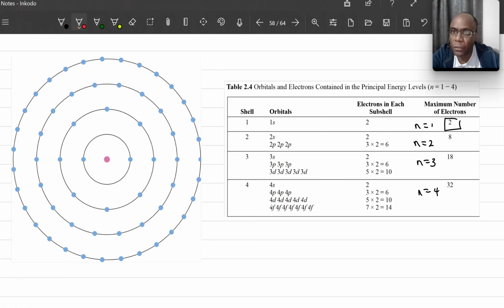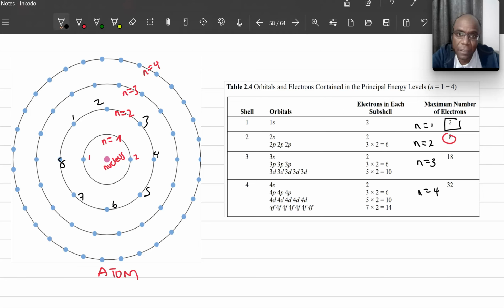Like I said before, you want to start counting from the one closest to the nucleus of the atom. You're looking at the atom. So n equals 1 is that, n equals 2, n equals 3, n equals 4. We said that n equals 1, you have 2 electrons, 1, 2. N equals 2, you have 8 electrons, 1, 2, 3, 4, 5, 6, 7, 8. And the third shell, we said we have 18 electrons maximum.